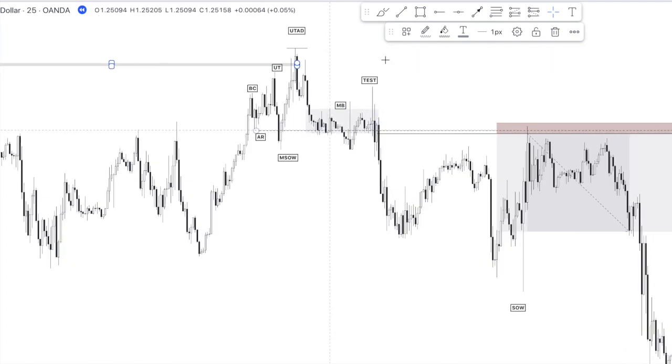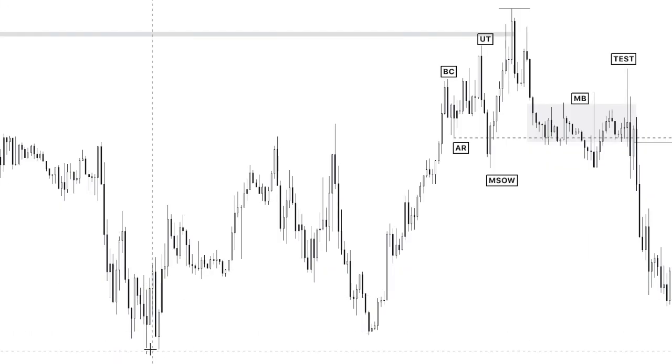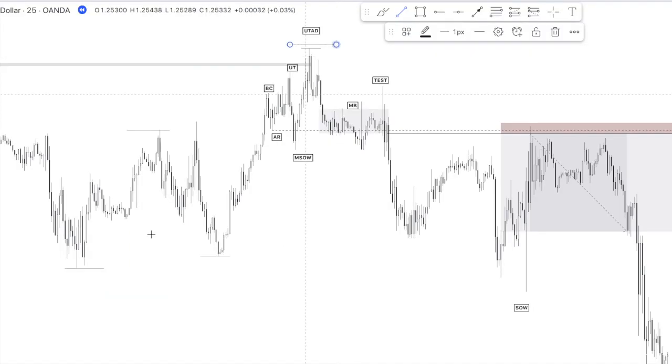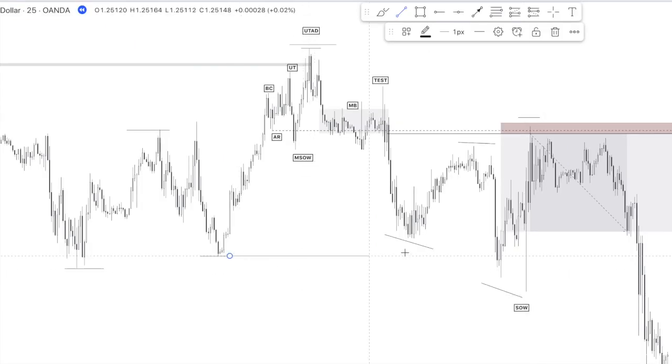So the first thing that we have to understand is that we actually came up into here using up structure, right? So 4 highs and 4 lows is up structure, right? This is up structure. So this is where people will get confused with trend lines, which is why we don't use trend lines. And then from here down, we have down structure, right? So this is the SOW, which is the last piece of down structure.